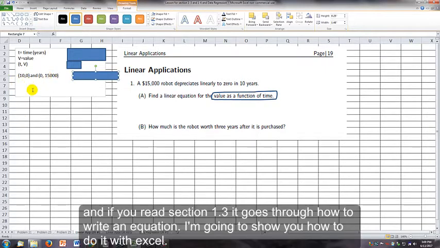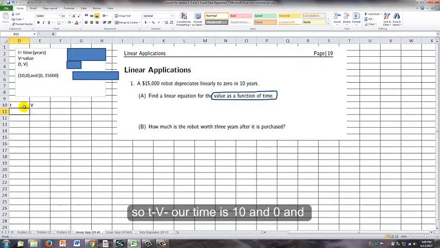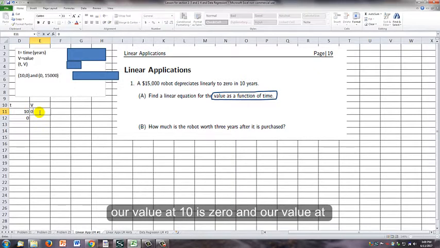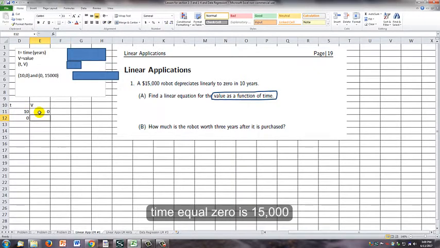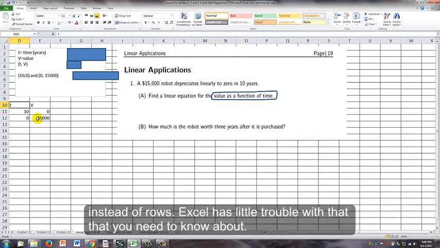And if you read section 1.3, it goes through how to write an equation. I'm going to show you how to do it with Excel. So for t and v, our time is 10 and 0. And our value at 10 is 0, and our value at time equals 0 is 15,000. And so I want to select these 2 columns. Notice that like usual, I put my ordered pairs in columns instead of rows.